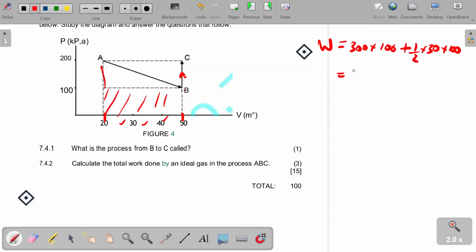So what do we get? We have 3,000 plus 1,500, sorry. This is giving us 1,500. So what do we get? We get 4,500 kilojoules. That marks our work done there.